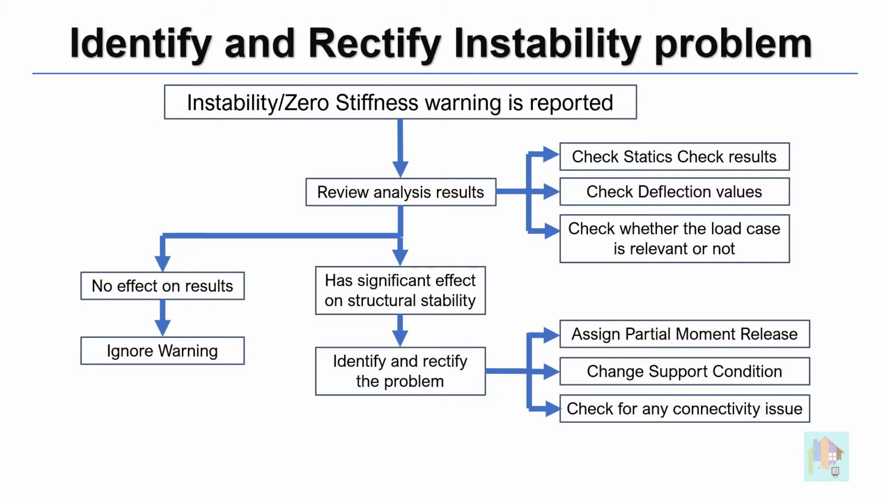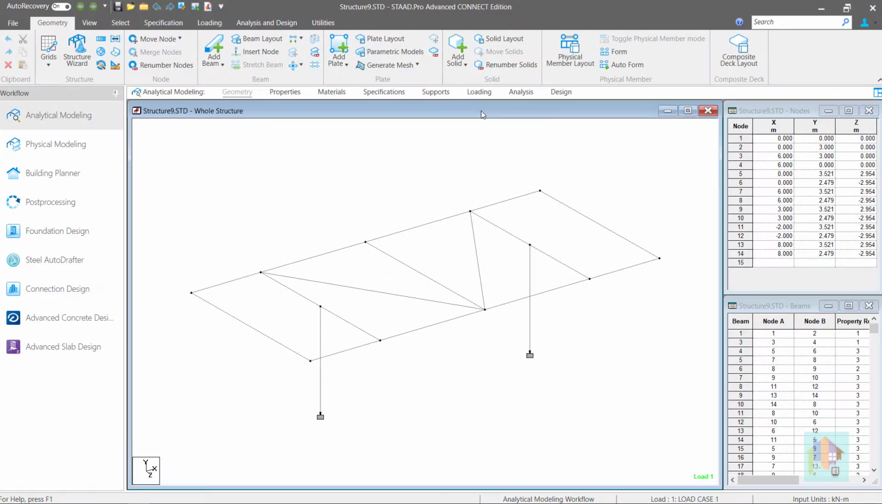Change the release command or truss specification to partial moment release command. Change the support condition. Check for any connectivity issue. After modification, reanalyze and once again review the results. If the deflection value or time period is still over the allowable limit, then continue the process till the model is stable. Let's apply this theory on a few real-life models.